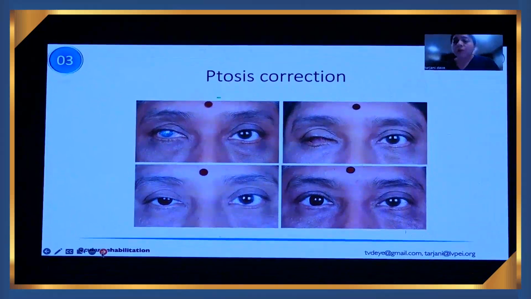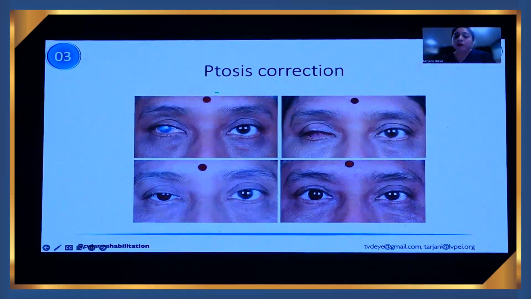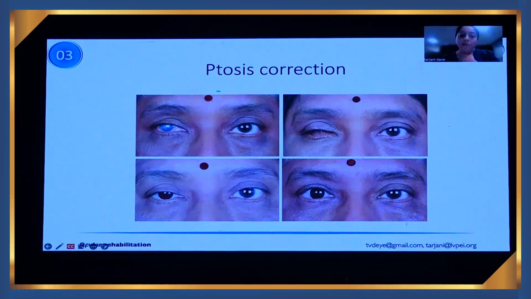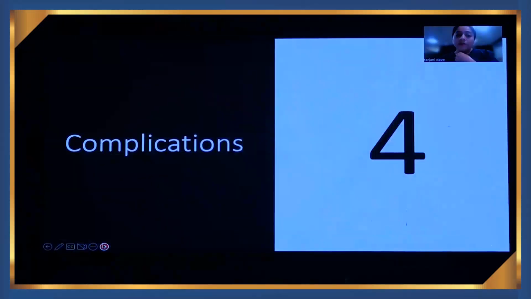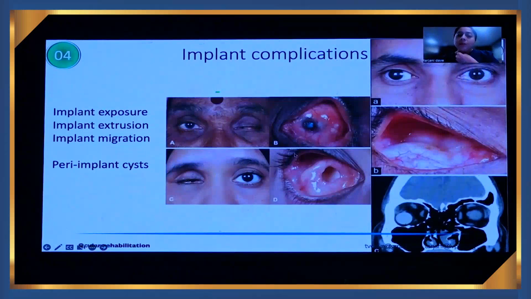Ptosis following socket surgery is very common, and a lot of these patients require a ptosis surgery as a second sitting. Again, I like to perform either a levator resection or a Mueller's muscle conjunctival resection in these patients for correction. I'll just briefly talk you through the complications.